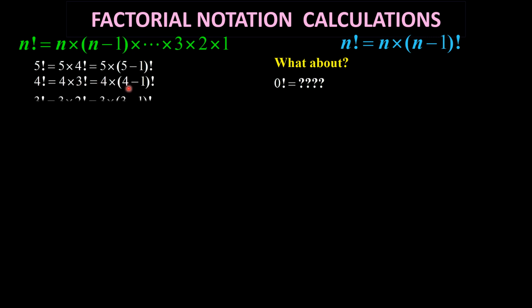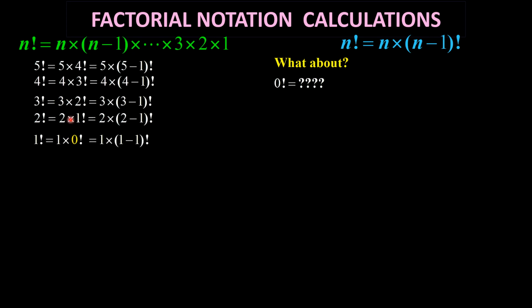You see a pattern here? The next one, I have 3 factorial is 3 times 2 factorial, and 2 is actually 3 minus 1 factorial, right? The next one, there you can see 2, so there we have a pattern, 5 minus 1, 4 minus 1, 3 minus 1, 2 minus 1. So what will the next one be? 1 factorial, okay? So there I have 2 minus 1, I have 1 minus 1.